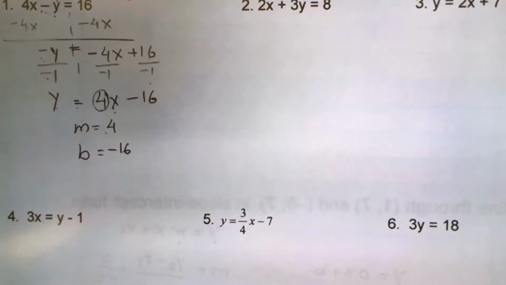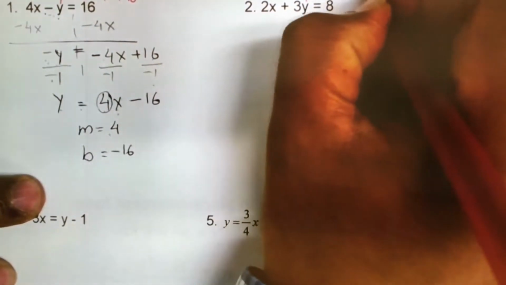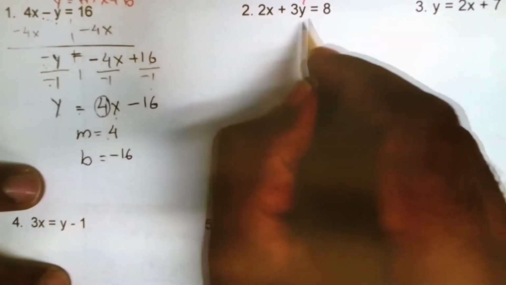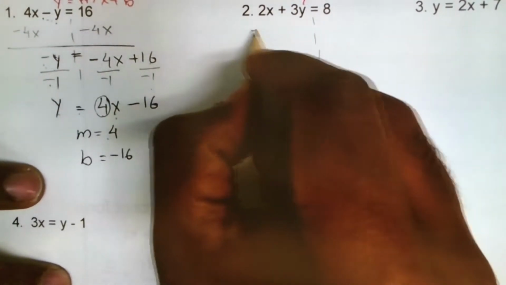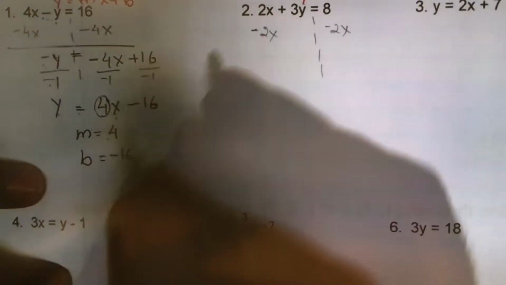So I hope you did that problem by yourself right now. So let us go through that question again. So I need to isolate the y, so change it to y is equal to mx plus b form. So I had to subtract 2x from both sides. So I have the equal sign here. So subtract 2x from both sides. So bring down the remaining terms.